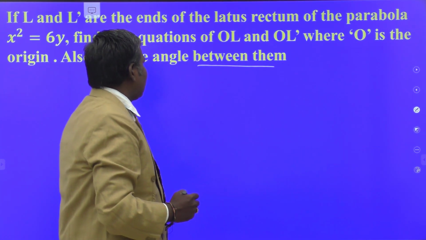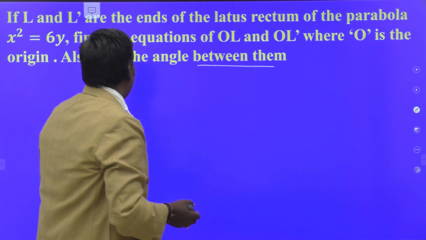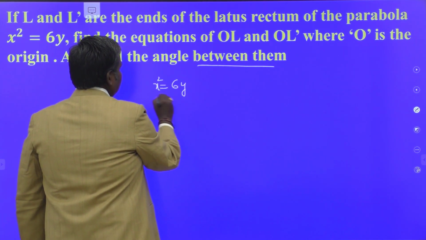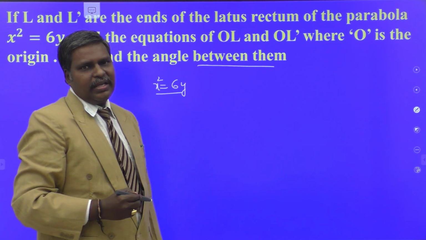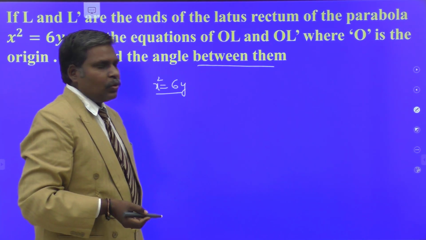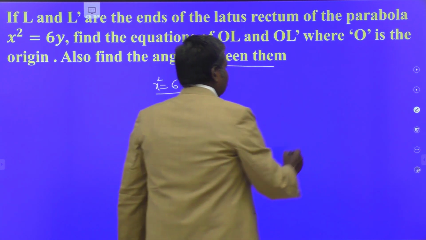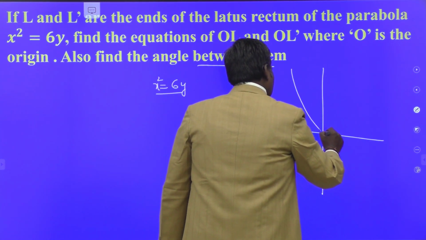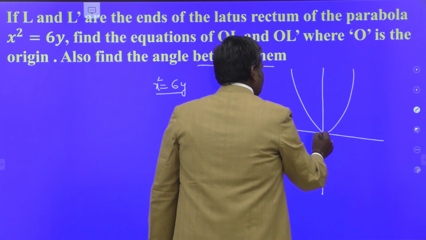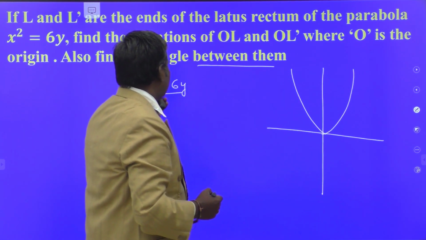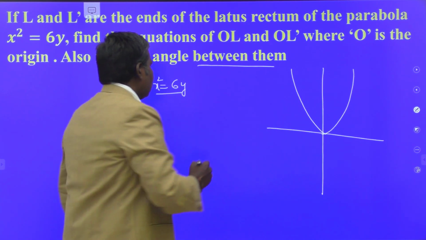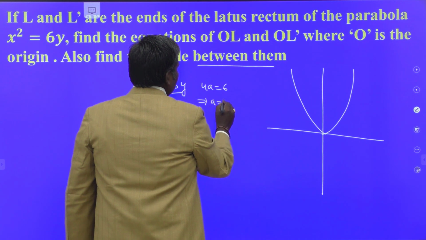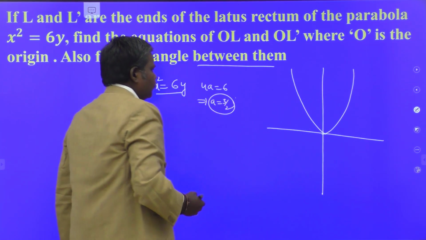L and L dash are ends of the latus rectum of the parabola x square is equal to 6y. X square equal to 6y represents the parabola whose axis is along the y-axis. So the curve is in this manner. Already we discussed it in the previous class. It is of the type x square equal to 4ay. Here 4a is equal to 6, so we have a is equal to 3 by 2 units.